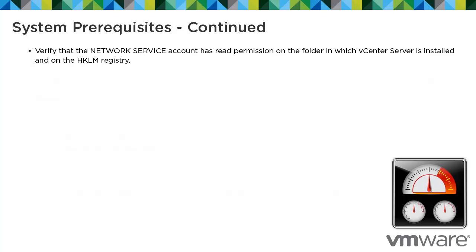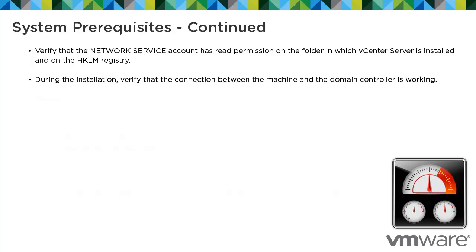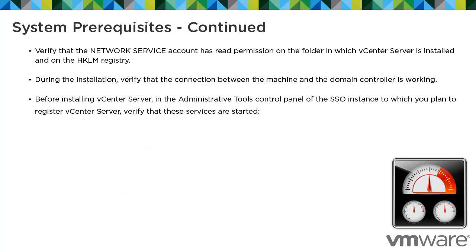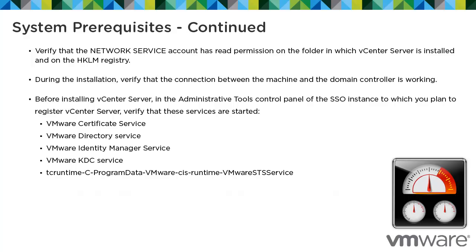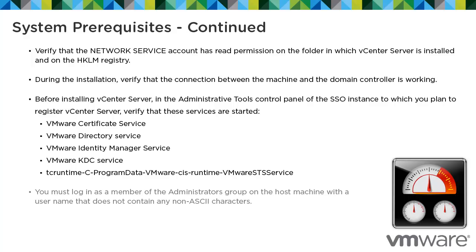Verify that the Network Service account has read permission on the folder in which vCenter Server is installed and on the HKLM registry. During the installation, verify that the connection between the machine and the domain controller is working. Before installing vCenter Server, in the Administrative Tools control panel on the Single Sign-On instance to which you plan to register vCenter Server, verify that the following services are started. You must log in as a member of the Administrators group on the host machine with a username that does not contain any non-ASCII characters.